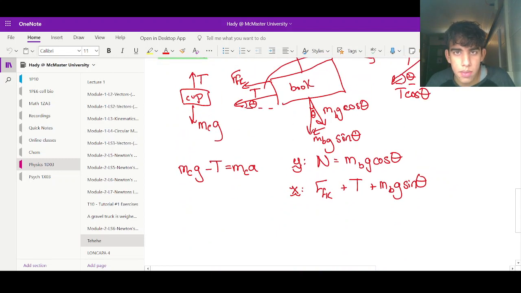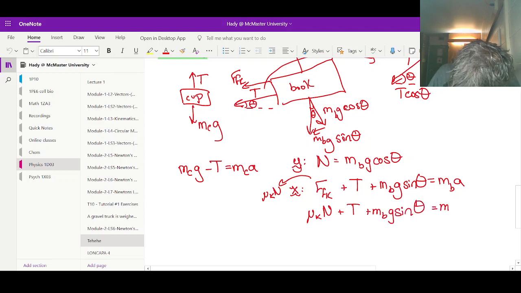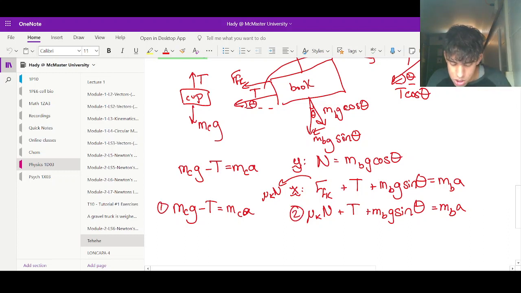Okay, sorry, I just realized I wasn't scrolled down enough. So there we go. We have our equations, which equal m of the book times a. So we have our equations all set up. Now what do we have to do? We have to plug things into each other, basically. So we know that Fk is equal to just mu k times N. So we can plug in here: mu k N plus T plus mbg sine theta equals mba, and mcg minus T equals mca. I'm just rewriting that so they're on the same line. Looks nicer. So we have equation 1 and equation 2.